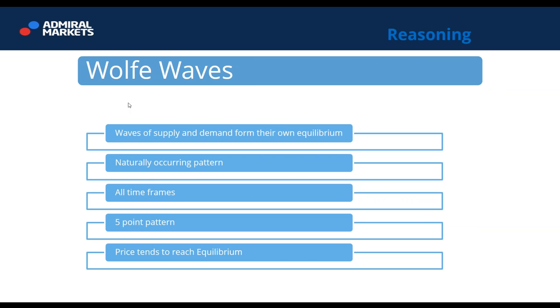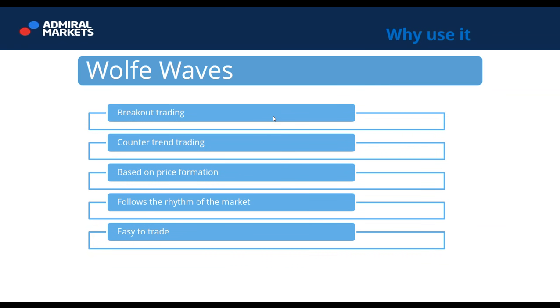That 5-point pattern is called a Wolfe wave, so you as a trader need to correctly identify all 5 points. After we see a valid breakthrough from the equilibrium, price will move, and then again it will try to reach a new equilibrium that is set by new supply and demand. Okay, Wolfe waves are used in breakout trading and counter-trend trading. Those are based on price formations that follow the rhythm of the market. Once you master charting with Wolfe waves, it should be very easy and comfortable to trade it properly.